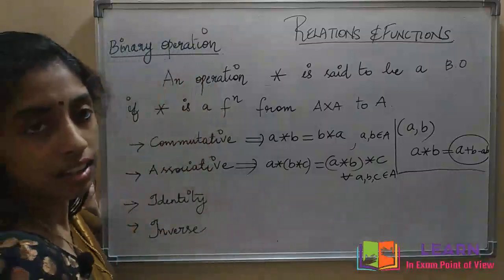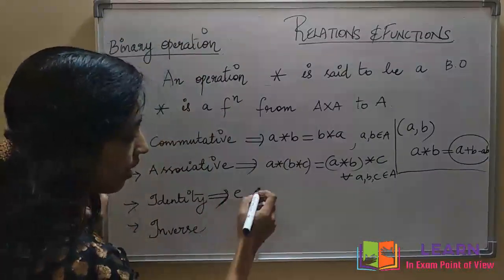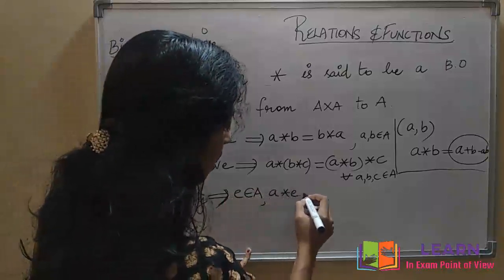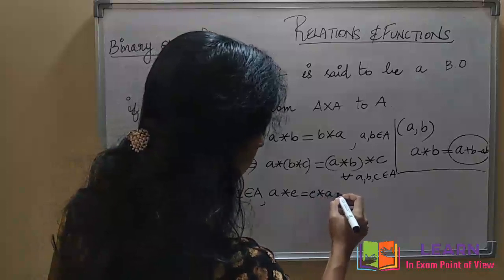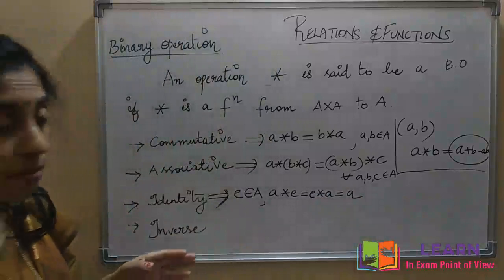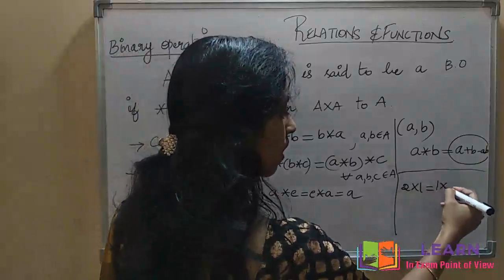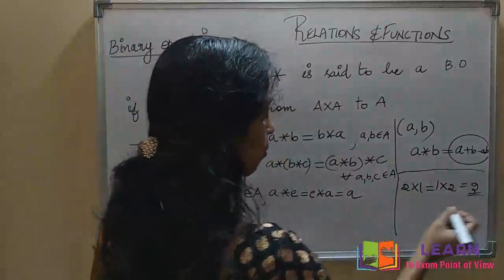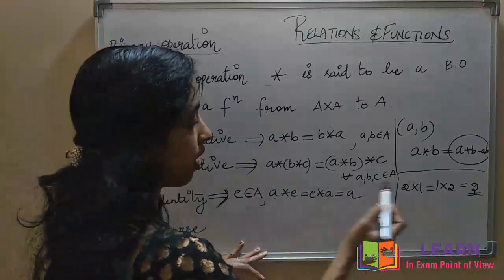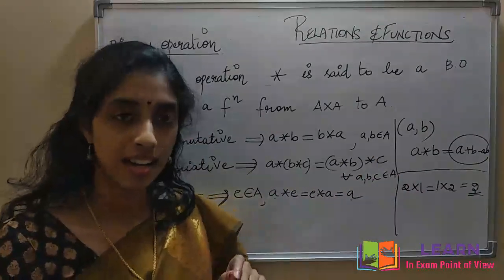Then next is identity. Identity means there exists e, which is an element in A. Then we can write a star e is equal to e star a, which will be equal to a. That is called identity. If you multiply 2 into 1 equal to 1 into 2, you will get the same element 2. Correct. Here in the place of 2 I have a, in the place of e I have 1. So that is called identity. Here 1 is the identity element.